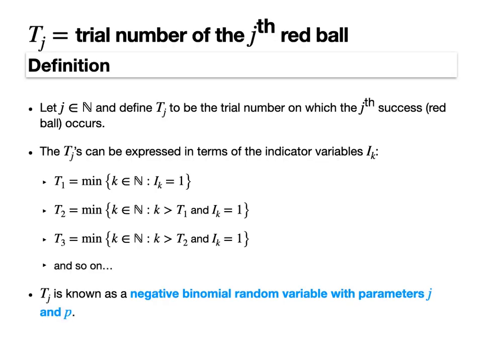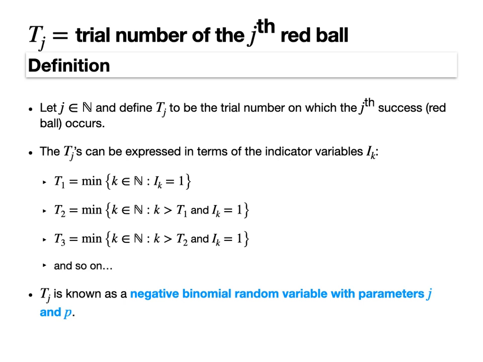So again, let's think about this variable from a mathematical point of view. T sub j is the trial number of the jth red ball. And like all the other variables we've seen, the T sub j's can be reduced to statements about the I sub k's, right? That makes sense because the sequence of values I sub k contains everything there is to know about the color sequence.